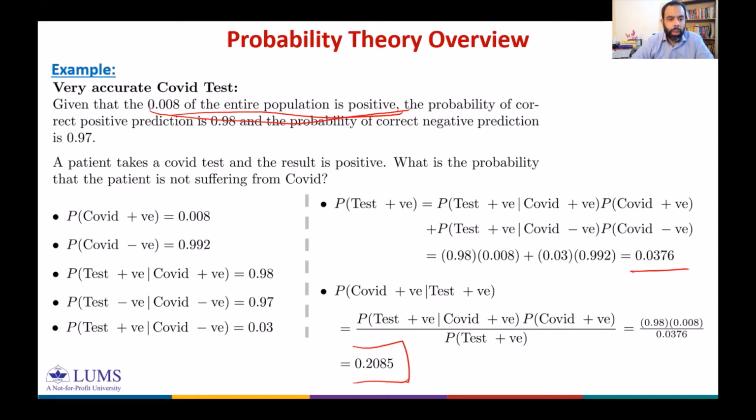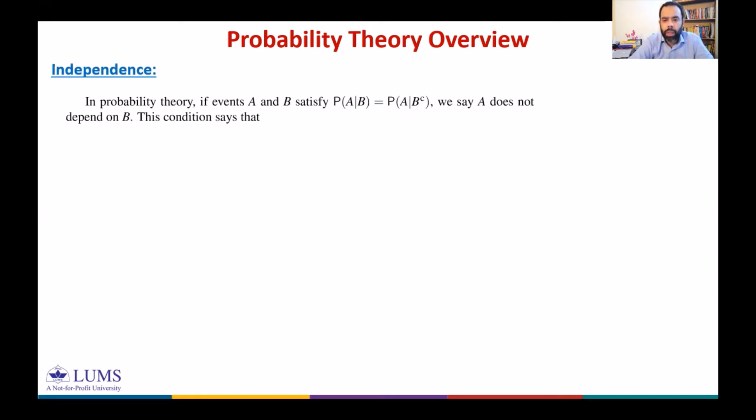Okay, moving forward, let's talk about the concept of independence. We say when we have two events A and B, and if the two events satisfy this property, probability of A given B is equal to probability of A given B complement, we say A does not depend on B. So it doesn't matter whether B has occurred or B complement has occurred. The probability of A given B is equal to probability of A given B complement. So A does not depend on B.